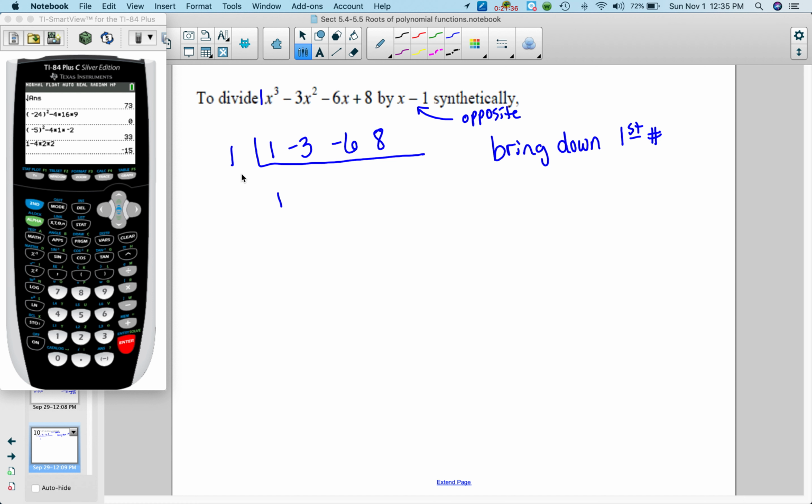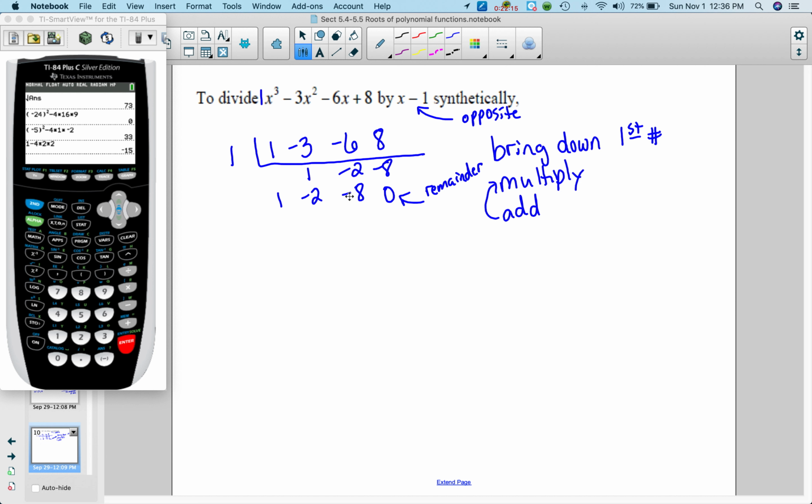And then you're going to multiply. 1 times 1 is 1. Then you add. Negative 3 plus 1 is negative 2. Then you just go back. Multiply. 1 times negative 2 is negative 2. And then add. Multiply, and then add. So you don't go back up to the bring down; you just multiply, add, and keep going. What we're hoping is that this, our remainder, is 0, because if we didn't have a remainder of 0, then 1 would not have been a root.